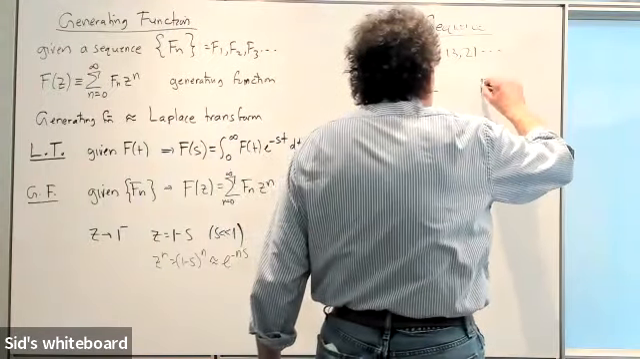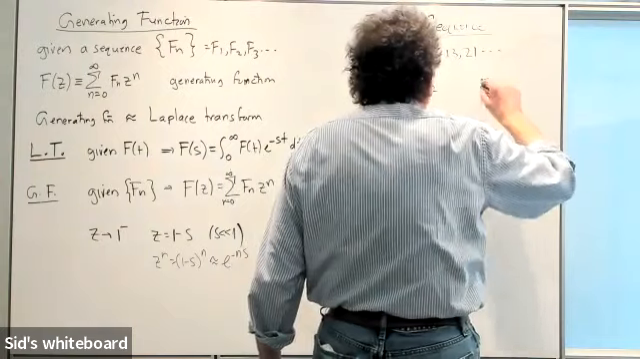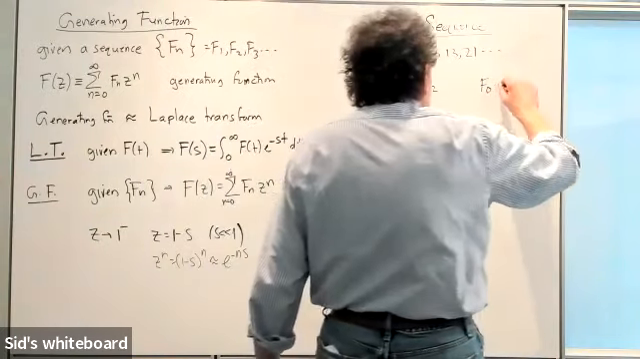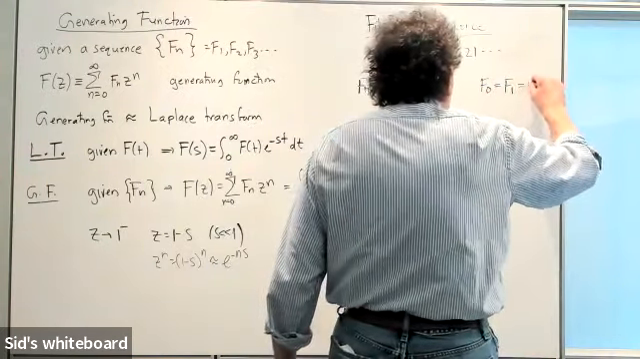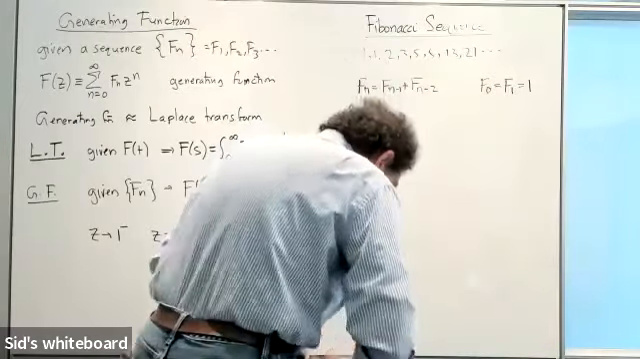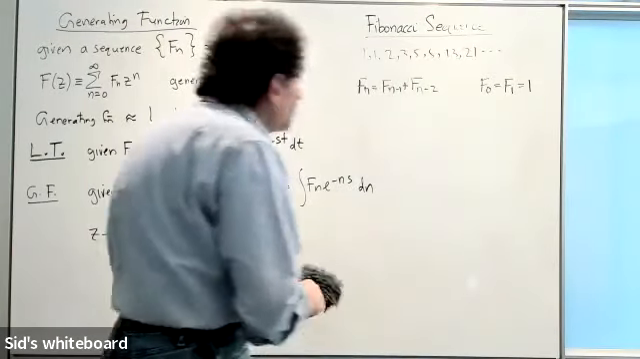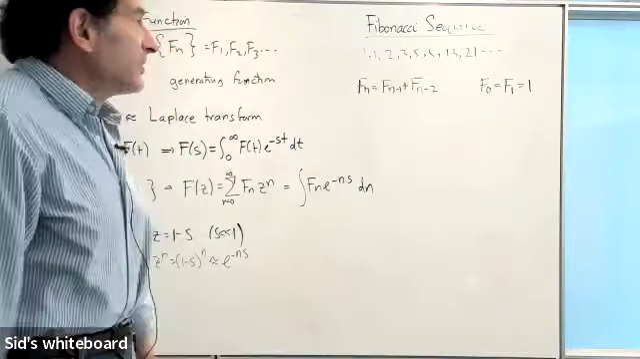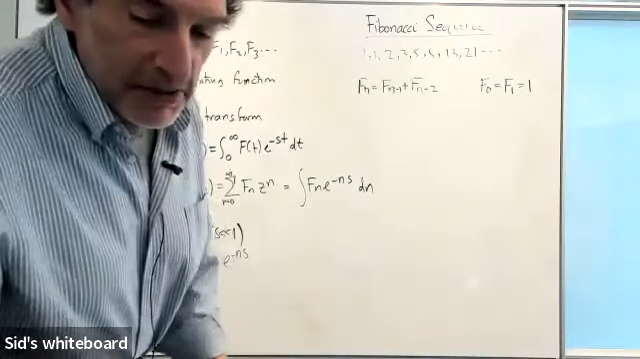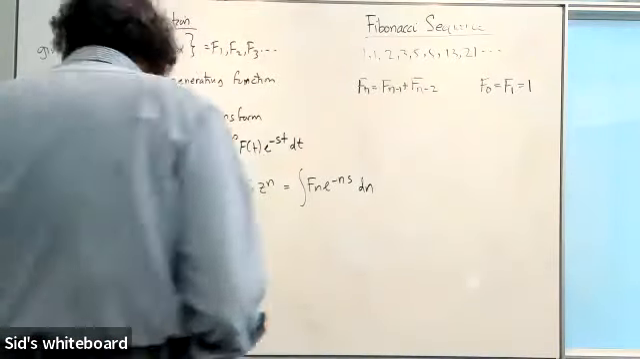I'm going to choose my initial condition to be: I'll call the first term in the series F_0, and F_1 equals 1. And so we want to solve this equation. We want to solve this recursion formula. And the way that I'm going to solve it is by the generating function technique.